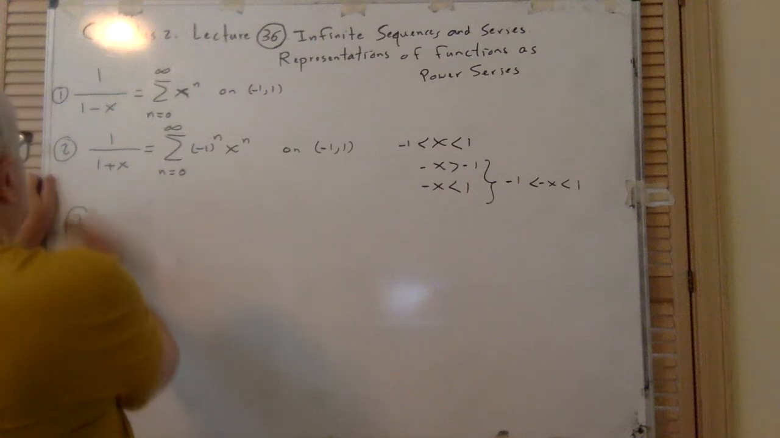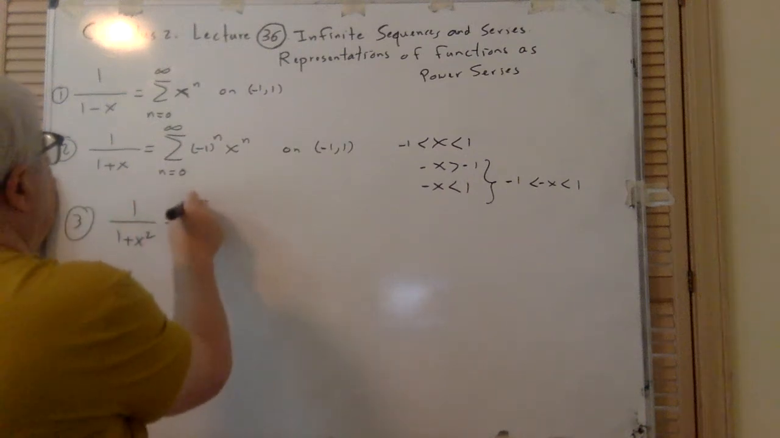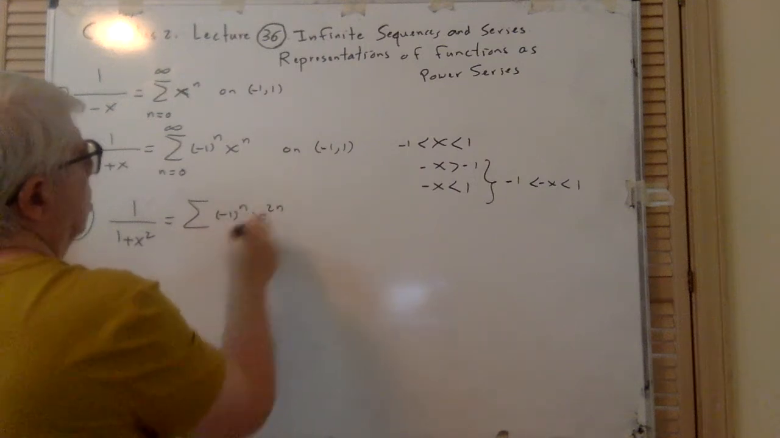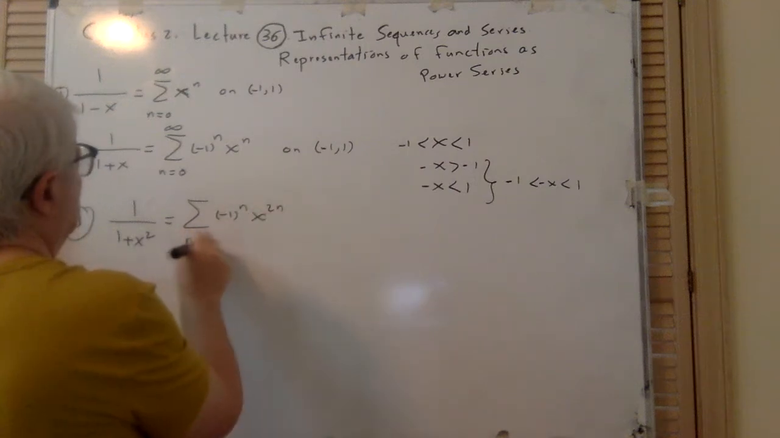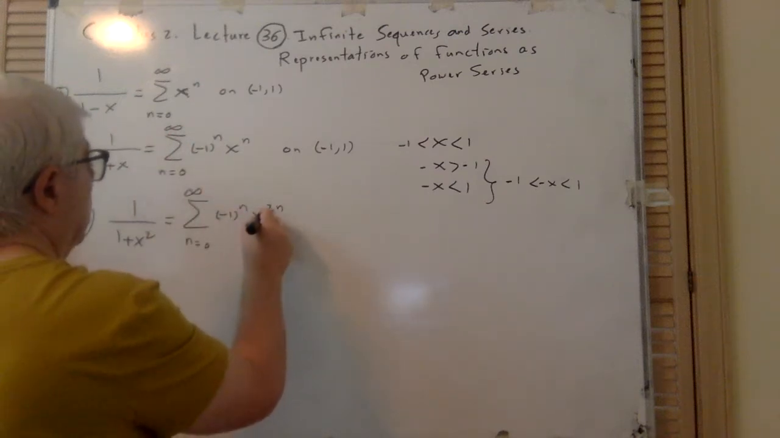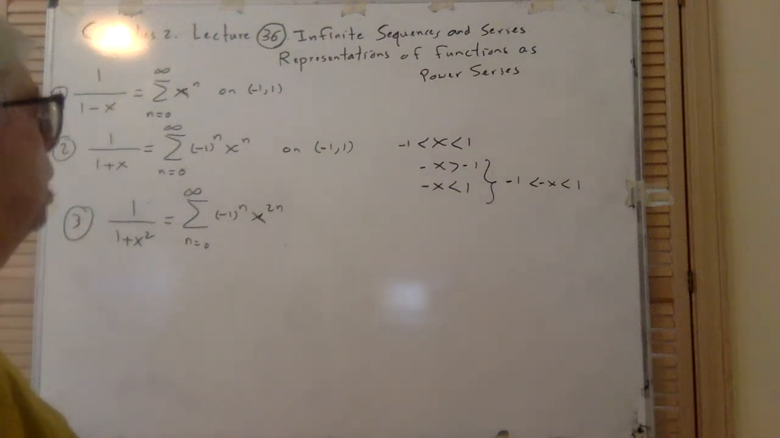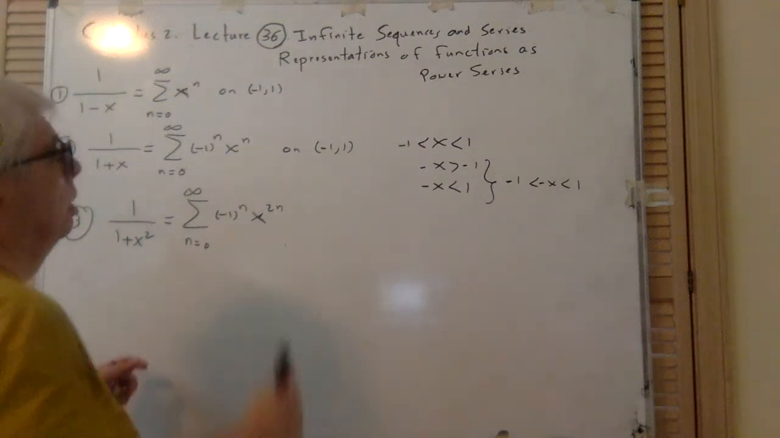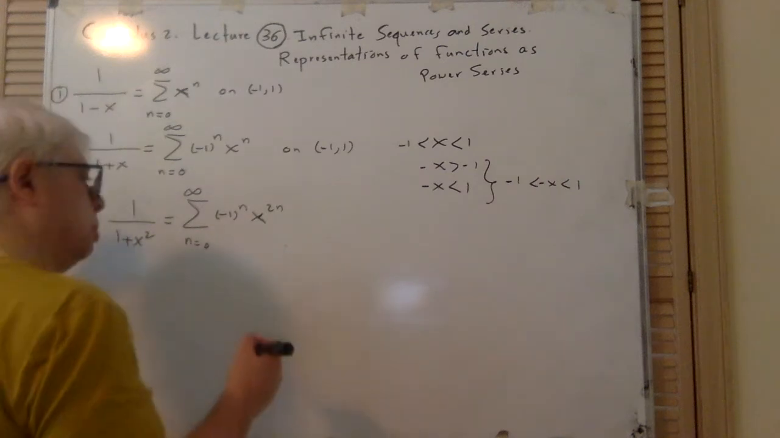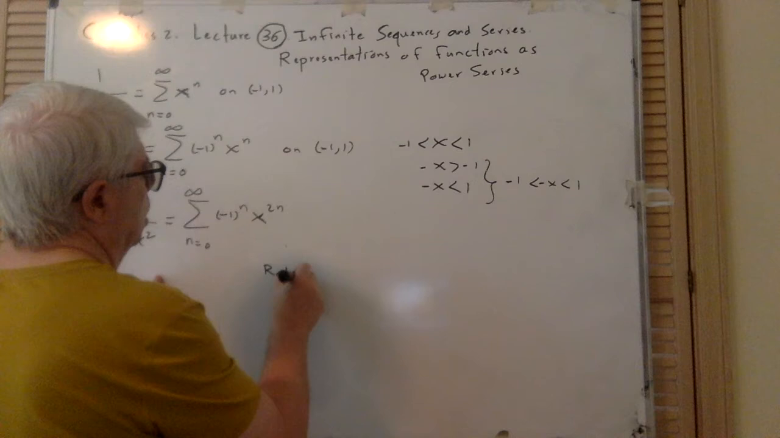So number 3 is this, 1/(1 plus x squared). And this will be the sum of (-1)^n x^(2n), from 0 to infinity. If I apply the ratio test, I will end up with -1 and 1. So, in fact, let's use the ratio test and see what happens.